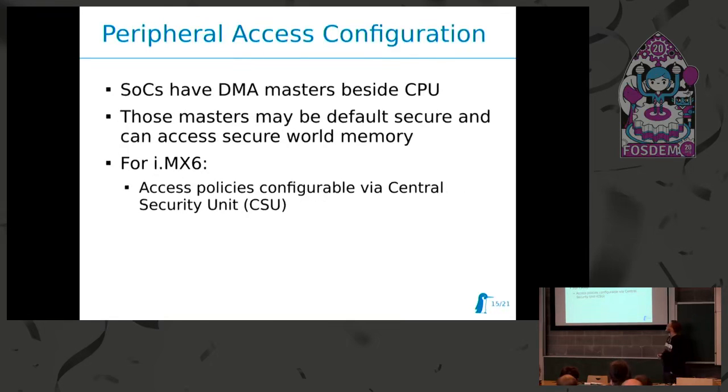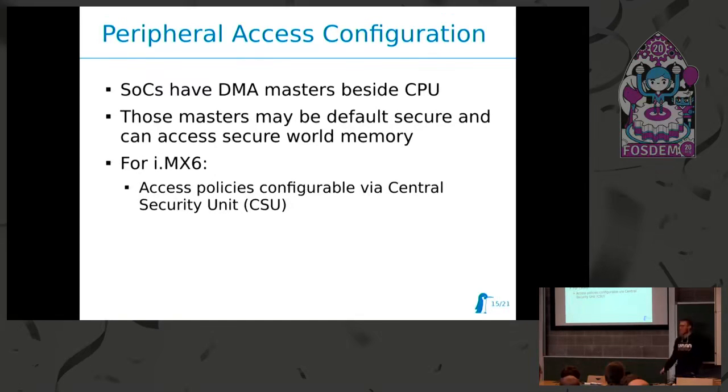So there's also the problem of peripheral access configuration. SOCs usually have DMA masters besides the CPU, and the DDR firewall only protects you from accesses which are marked as normal. So if they are marked as a secure world access, your DDR firewall is just going to let the access through. And depending on how your platform works, those masters may actually be default secure.